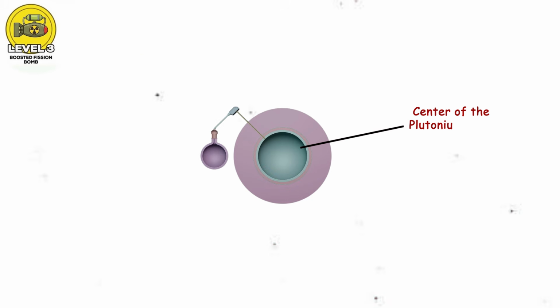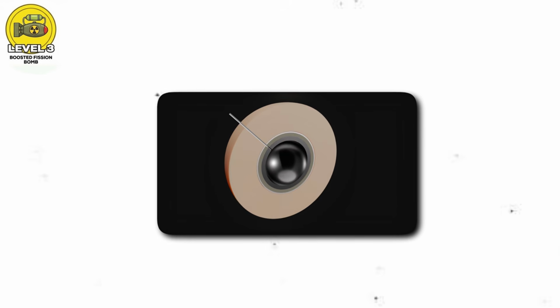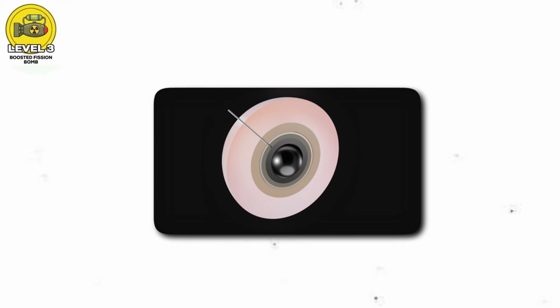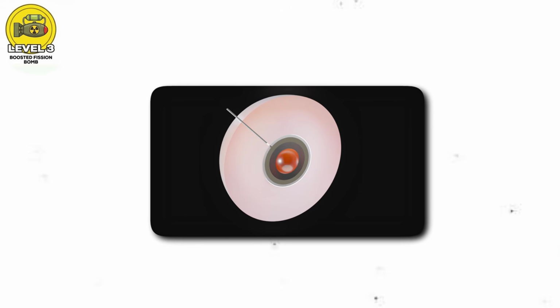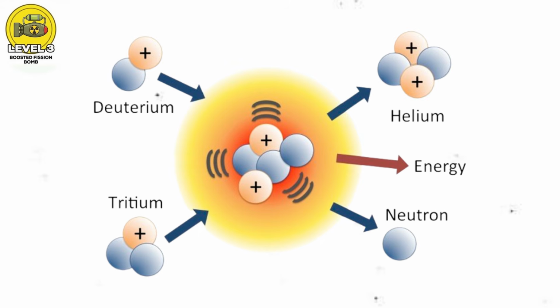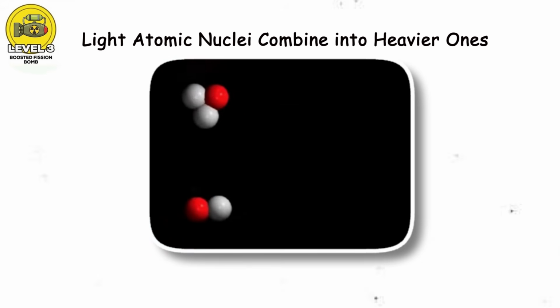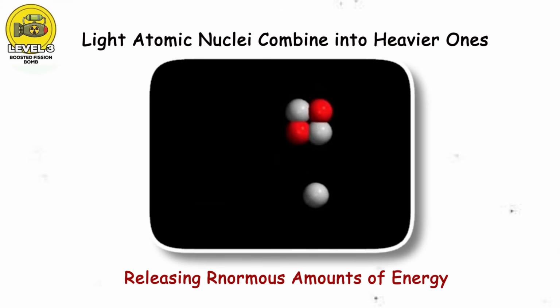However, inside the center of the plutonium core, engineers add a small amount of fusion fuel, usually a mixture of deuterium and tritium, which are heavy isotopes of hydrogen. When the bomb detonates, the implosion compresses the plutonium core and starts a normal fission chain reaction. The heat and pressure from that reaction become so extreme that the deuterium and tritium inside the core briefly undergo nuclear fusion. Fusion is the process where light atomic nuclei combine into heavier ones, releasing enormous amounts of energy.